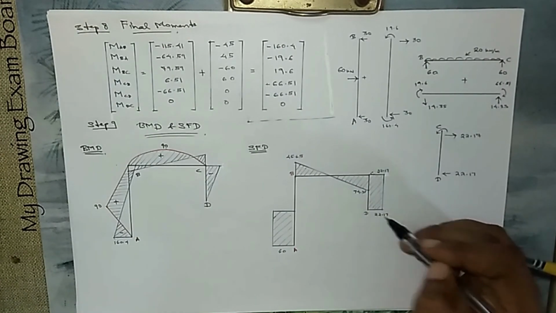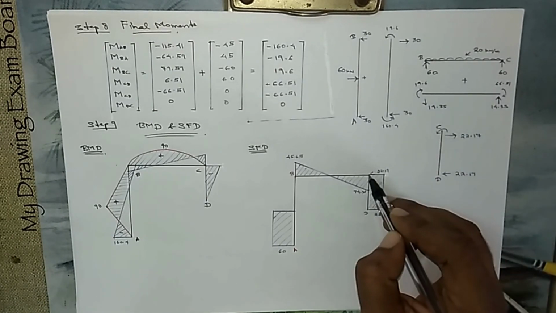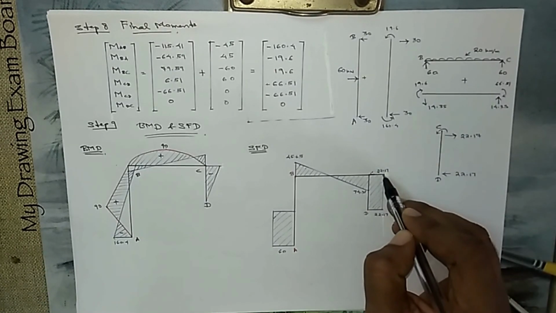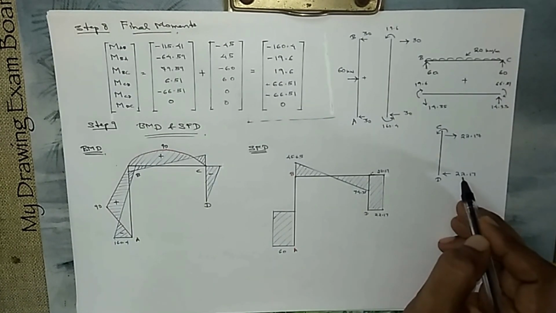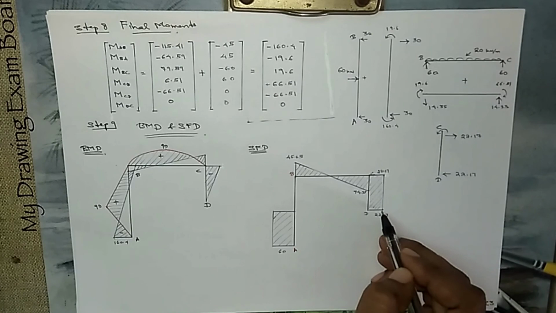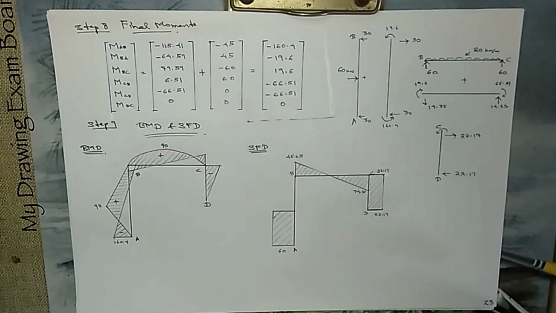Now considering member CD, there is a reaction 22.17 here. So I am going 22.17, then going downwards. At this point, there is a reaction 22.17 acting leftwards. So I will come back to the left and meet that member. So that's how I do this problem.